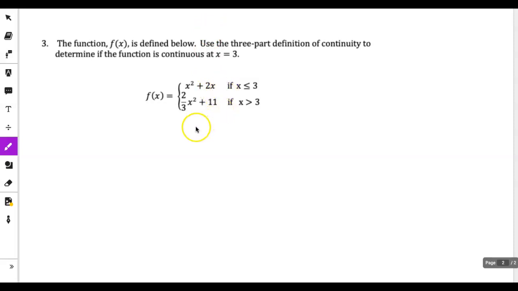Now remember, the function doesn't have to be continuous everywhere. We don't care. We're just focusing on what's happening when x equals 3. If you remember, this is a piecewise function. And so what it says is, if you're going to plug in any values equal to 3 or less than 3, you have to evaluate those in the top equation. And if you want to plug in any numbers that are bigger than 3, they go into the bottom equation.